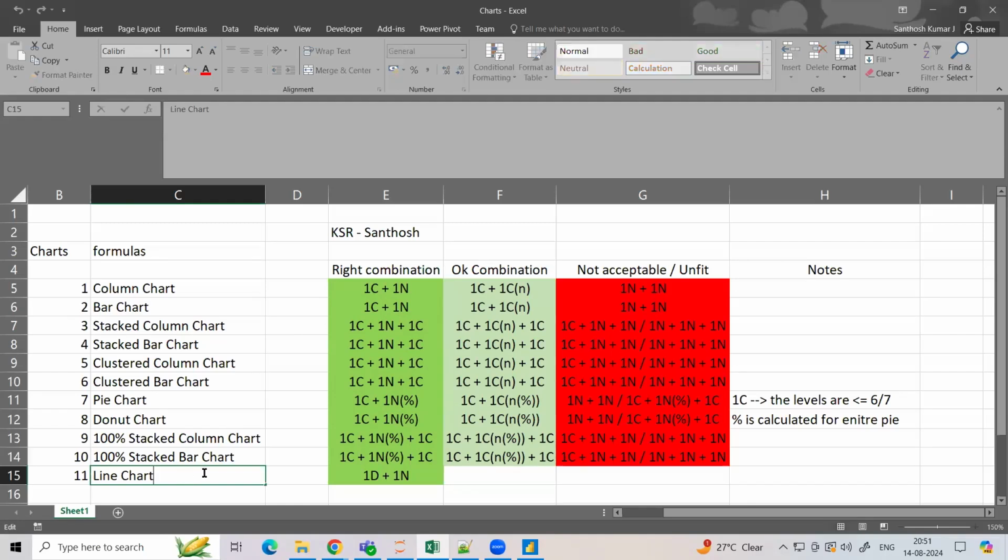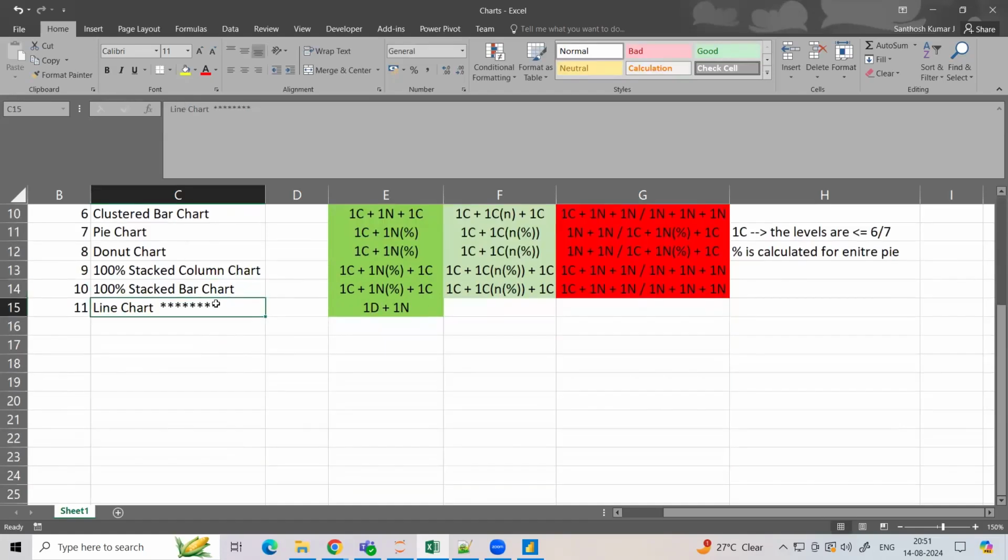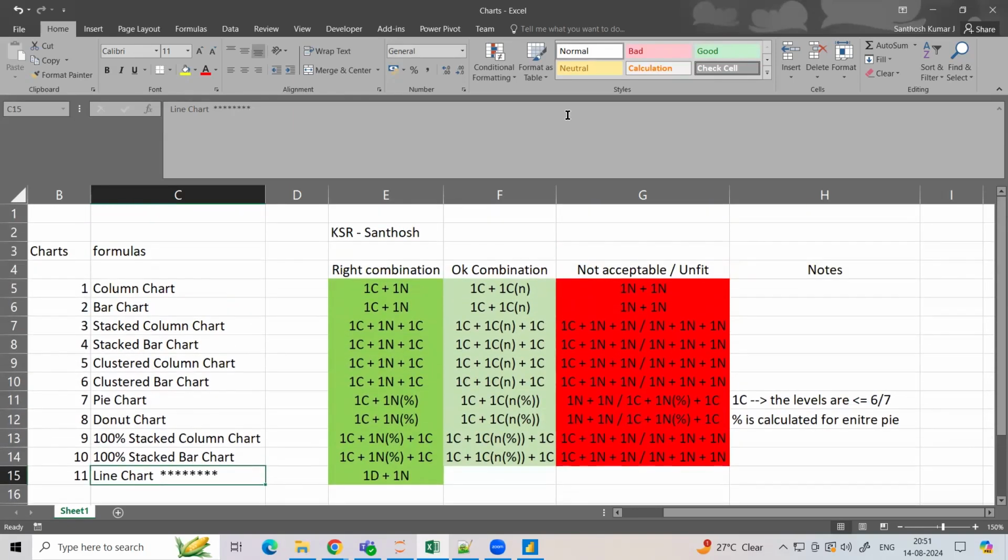Because this is very important. Very important. Okay, so this is about the line chart. Now what we are going to do is see the negative side of the line chart. Okay, you yourself will know.